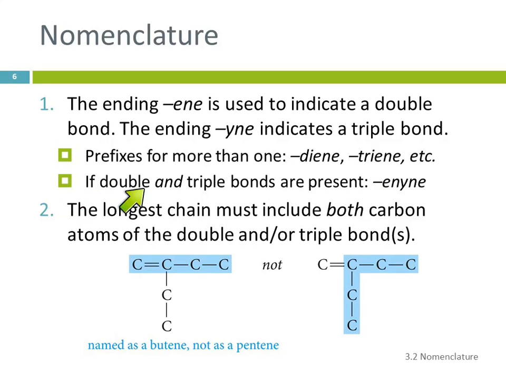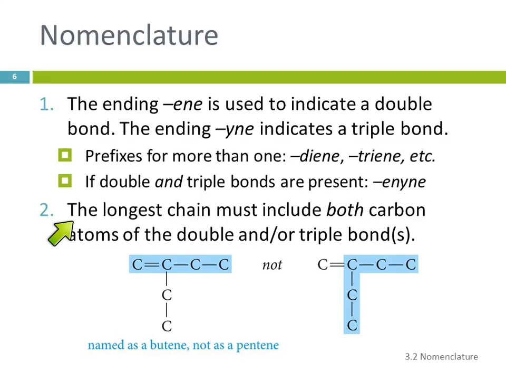If there are double and triple bonds present together in one molecule, then it can be an enyne. They're just being consistent with the suffixes. I don't know that we'll name any of those, but just so you know, they're out there.